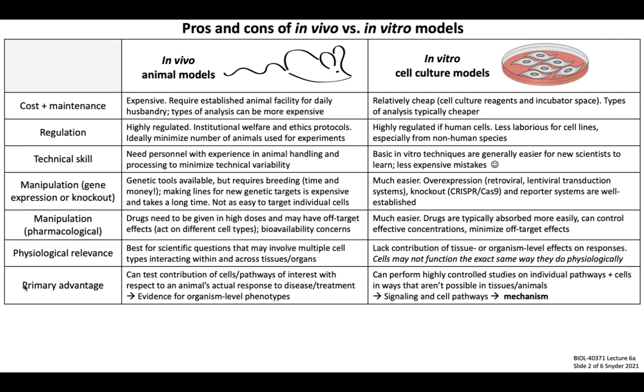As for in vivo models, it should be obvious at this point that their primary advantage is that they can test the contribution of individual molecules, pathways, or cells of interest towards an animal's actual response to a given disease or treatment. So, animal models are valuable in providing evidence of organism-level responses, which are also referred to as phenotypes. Given that immunology research is usually done with the goal of translating preclinical findings into new therapies for human diseases, conducting research in animal models is an extremely important step in this process before pursuing clinical applications of a research finding for human medicine.